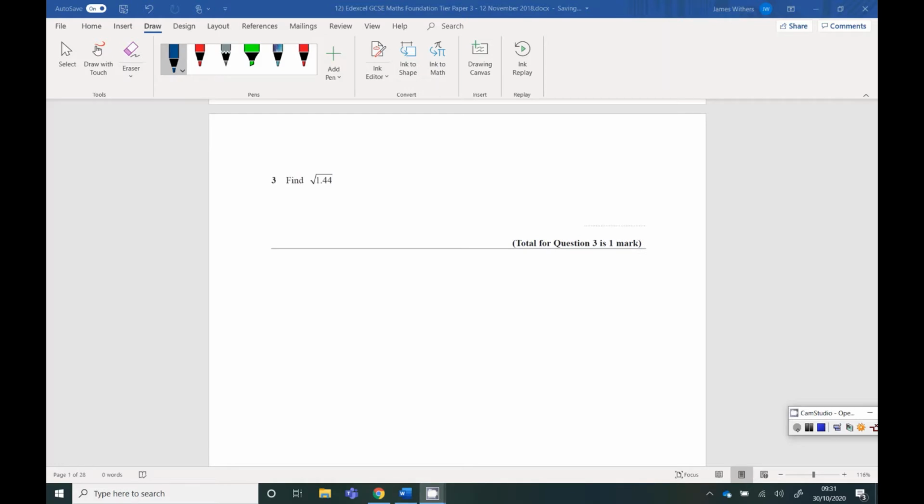Question 3, well, we're going to use our calculator for this, so we're going to use the button on the calculator that looks like that. So press that button, put in the square root of 1.44, equals, and we get 6 over 5. Press the SD button, and that tells us that the answer is 1.2.